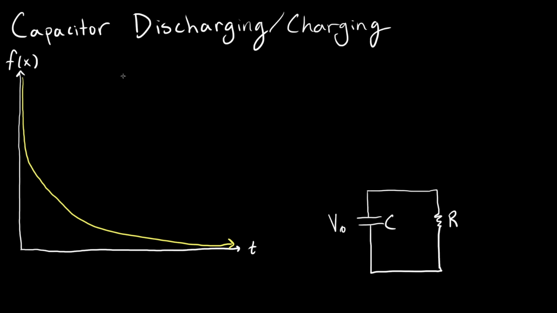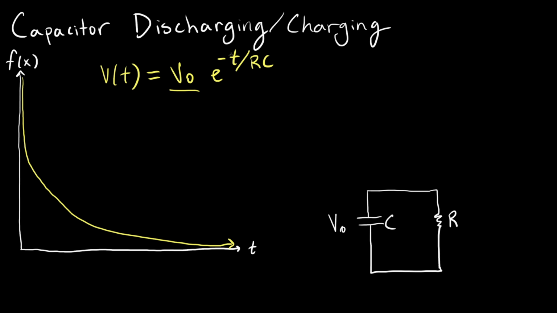The equation that describes that discharge is V of t is equal to V naught e to the negative t over RC. So we could see in this equation, it first starts off with V naught, and then it will exponentially decay due to e to the negative t over RC. And this is what the graph will look like.